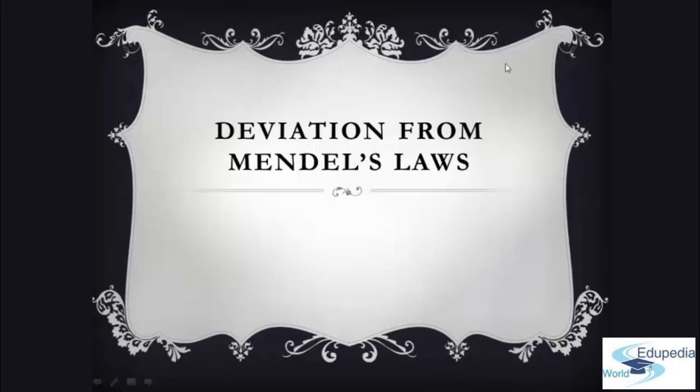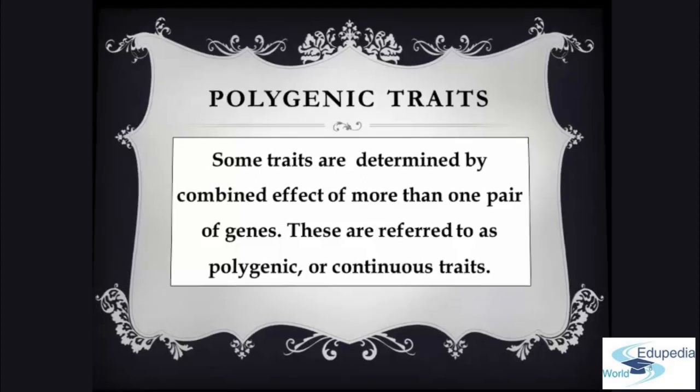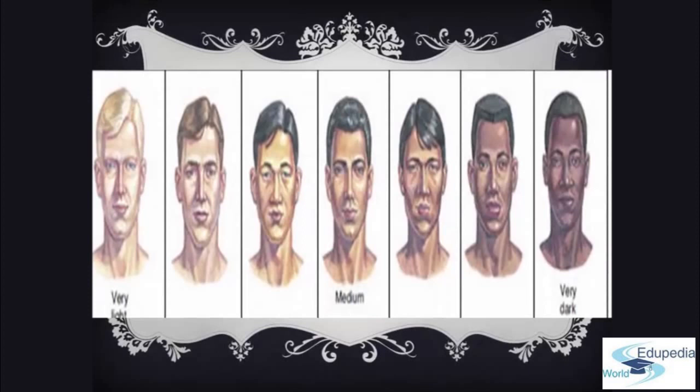They are as follows. First one is the polygenic trait. Some traits are determined by the combined effect of more than one pair of genes. These are referred to as polygenic or continuous traits. An example of this is skin color of humans. See the variation in the skin color of humans. So these traits are determined by the combined effect of more than one pair of genes. These are the polygenic traits.